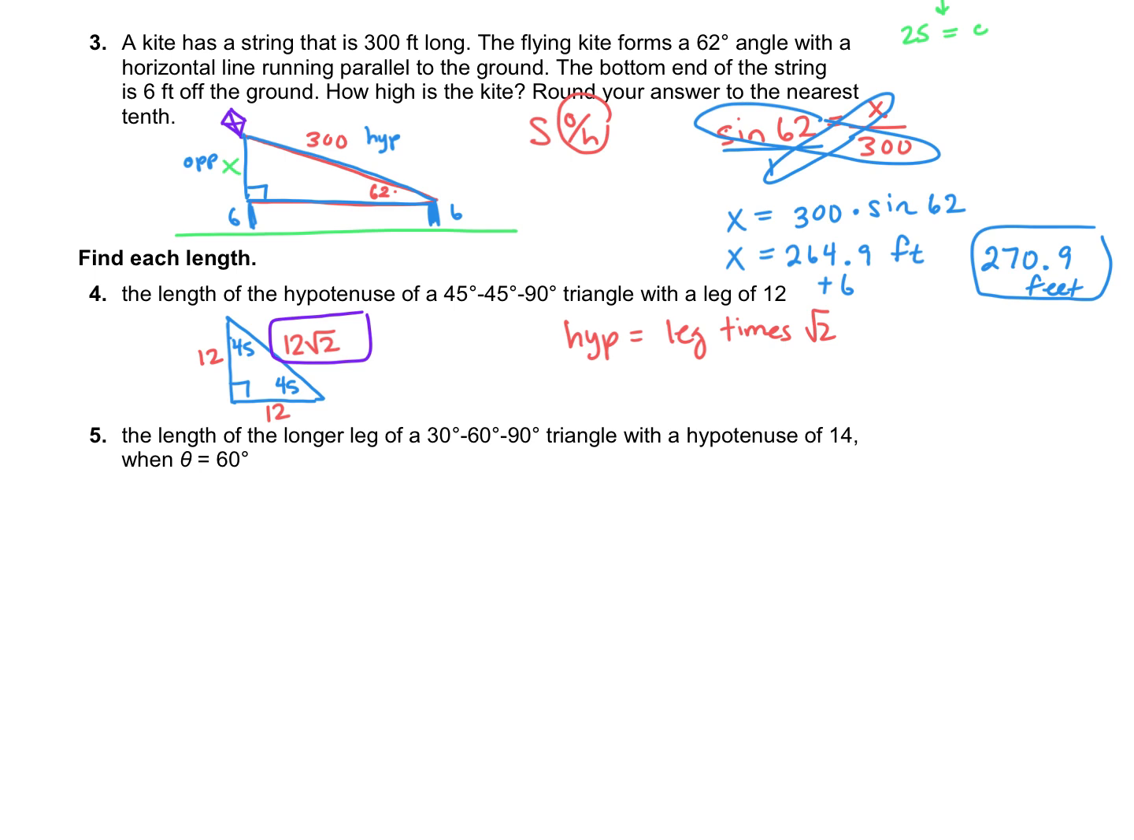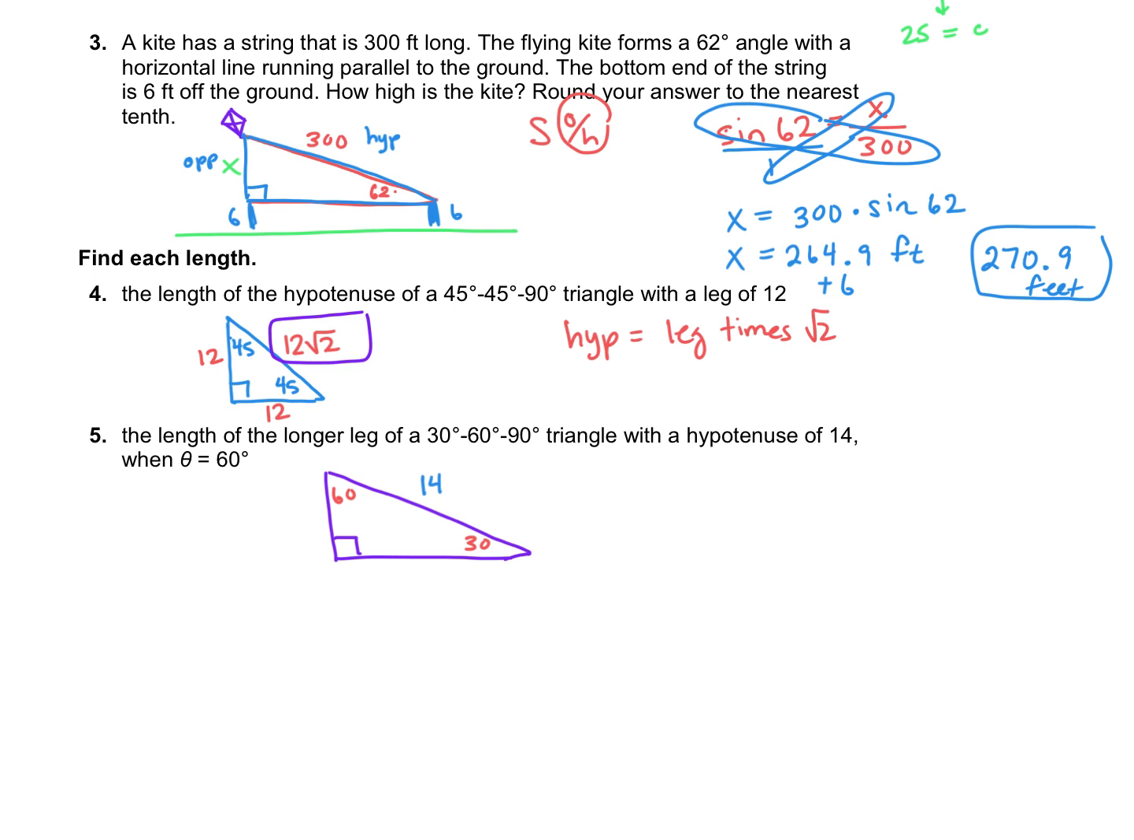Number 5, it says the length of the longer leg. We have to find the length of the longer leg of a 30, 60, 90 triangle. All right, so I'm going to draw this out. This one will not be isosceles. There's the 90. The smaller angle is your 30 degrees. The larger angle is your 60. So 30, 60, 90, and it says that the hypotenuse is 14.